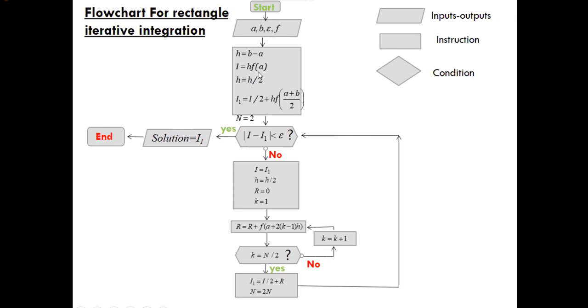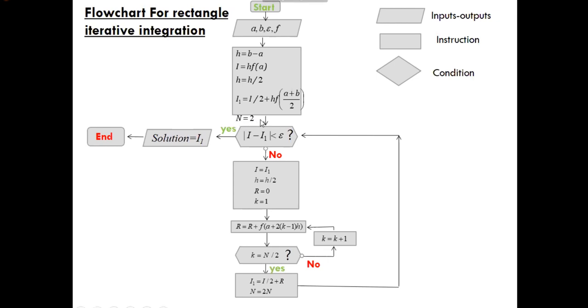at step 2, I have h is equal to h over 2. Okay, and then I make I1 is equal to I over 2 plus h f of a plus b over 2. So this is the integral with the 3 points, or the 2 intervals. So the integral with the 3 points a, b, and a plus b over 2, and n equals 2. Why? Because you have 2 intervals at this point.